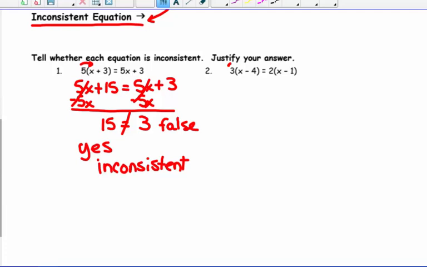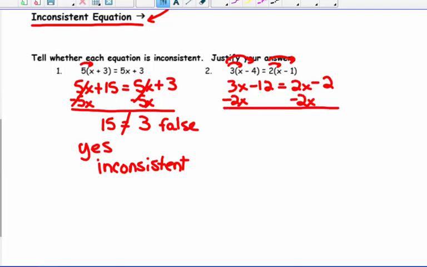In number 2, distributing, 3x times negative 4, negative 12. 2x equals 2x minus 2. So far looking good. Oh, excuse me, because I'm not going to be subtracting the same x's from both sides. It's not going to cancel. I'm going to get x minus 12 equals negative 2. Those don't cancel. These cancel. So x minus 12 equals negative 2.